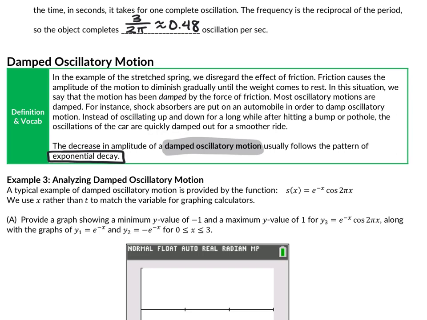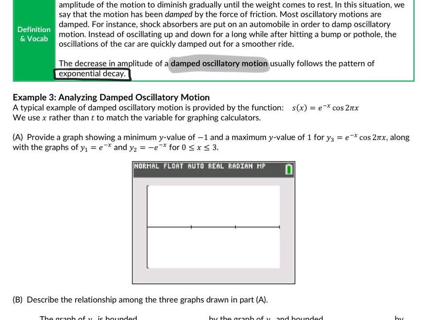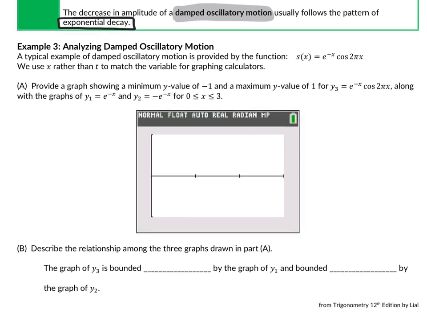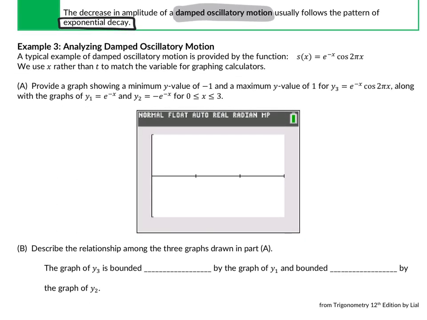I'm not going to have you really do anything with this besides just realize that it's pretty cool. So in example 3, a typical example of damped oscillatory motion is provided by the function s of x, I'm going to make this one blue, s of x equal to e to the negative x cosine of 2 pi x. So this is still damped oscillatory motion because we have an amplitude, which is just being changed by exponential decay. We do still have our omega, which is 2 pi.